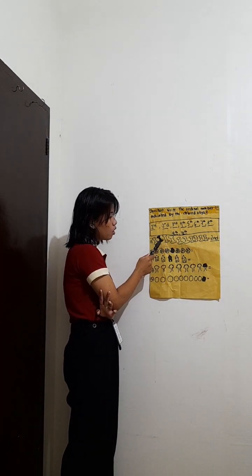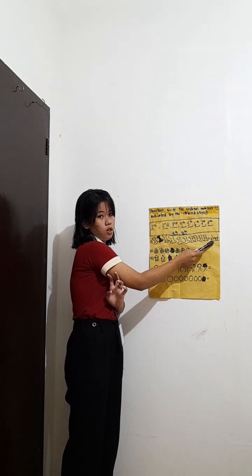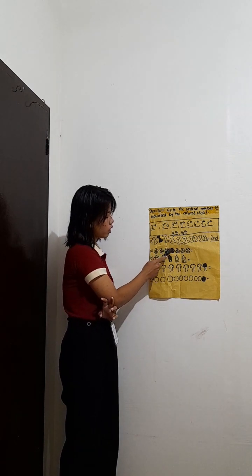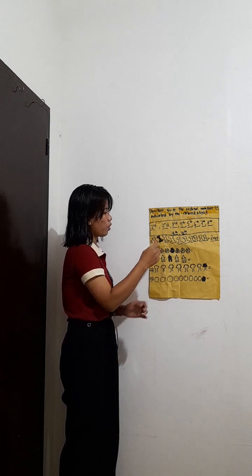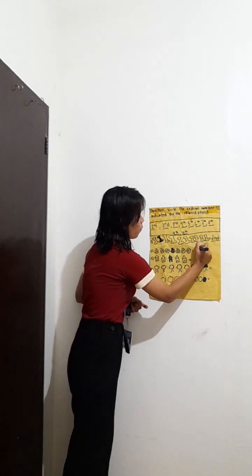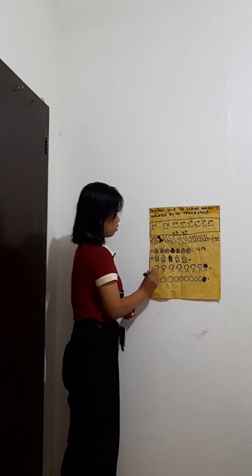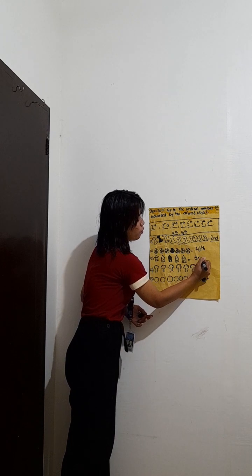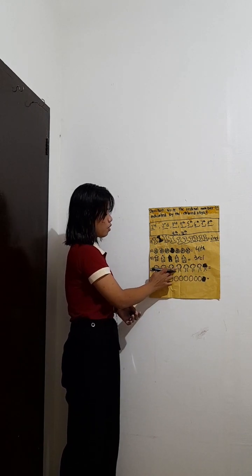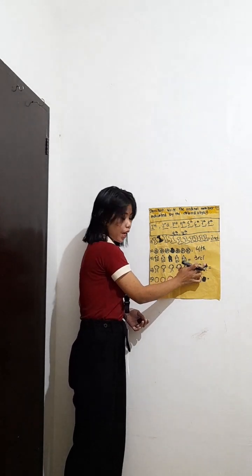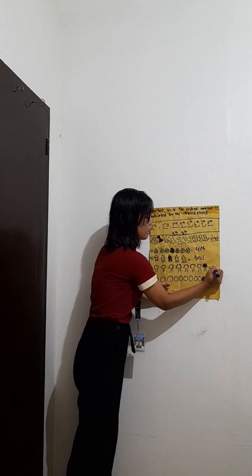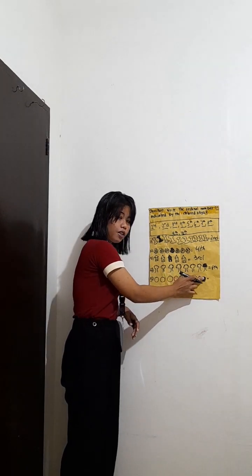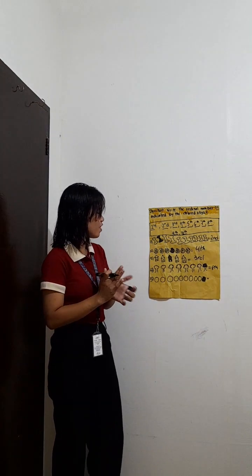So, 1, 2, 3. So, she is second. So, number 2, 1, 2, 3, 4. Okay, 4th. So, 1, 2, 3. Okay, third. 1, 2, 3, 4, 5, 6, 7, 8. Very good. So, 1, 2, 3, 4, 5, 6, 7, 8, 9. Okay, 10th. Very good, class.